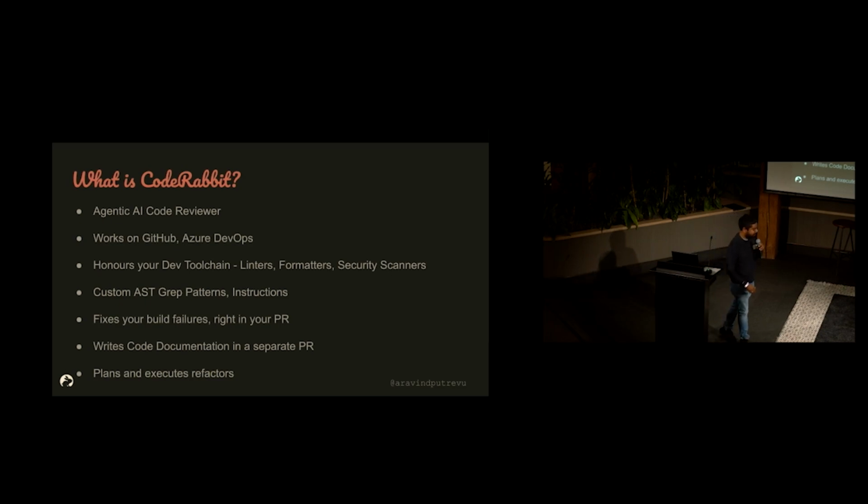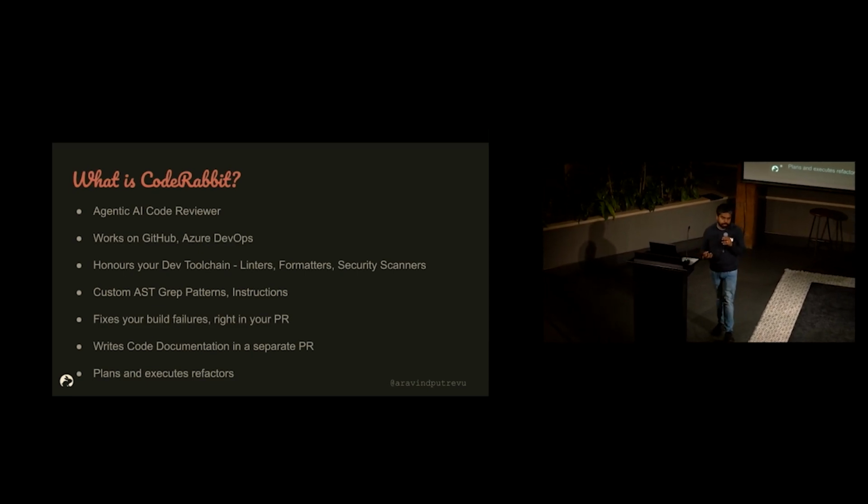What CodeRabbit does is act as an agentic AI code reviewer. It has a lot of capabilities, but at the core, it reviews your code on GitHub and all the Git-related platforms. It does all the reviews right in your regular developer workflow where you raise your PRs. It also honors your dev toolchain, so you're not trying to reinvent or do things differently. If you are using a linter or a specific formatter, or have some configs defined for your existing toolchain, we pick up that toolchain and try to give you a nice review.